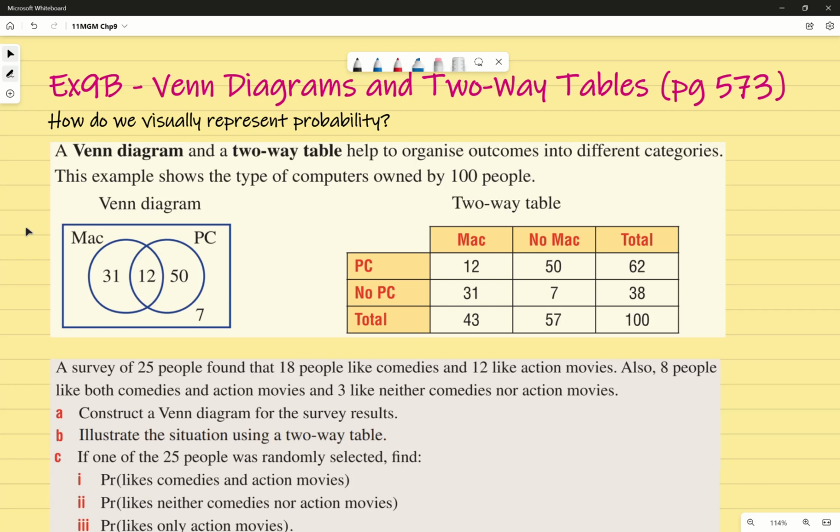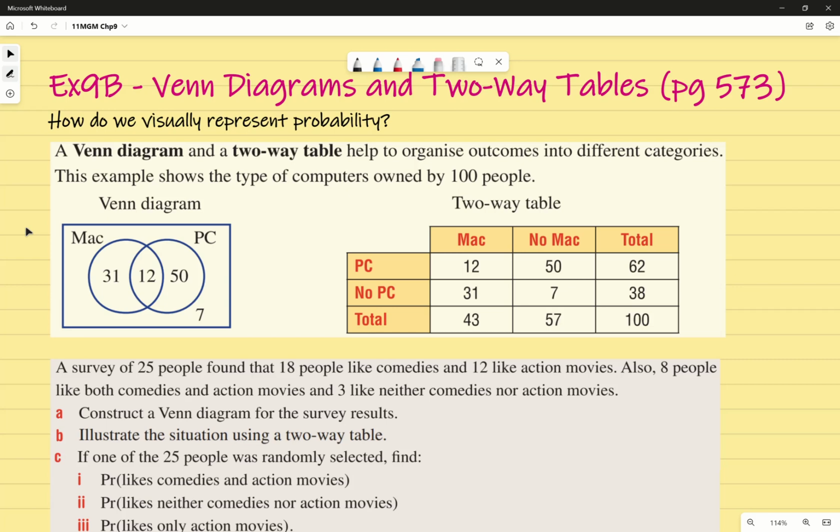And we can miss information in two different ways. We could just neglect to include it, or sometimes the information provided to us overlaps, and we ignore that overlap. We end up with too much information, perhaps. So a Venn diagram or two-way table means that we can look at the total. An example is provided here where the types of computers owned by 100 people are shown.